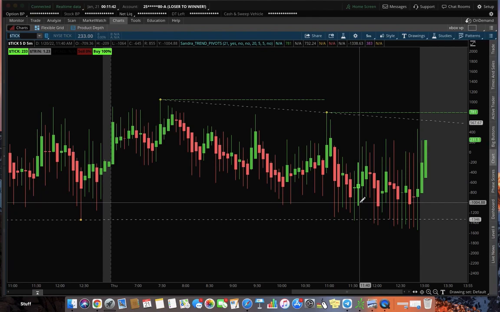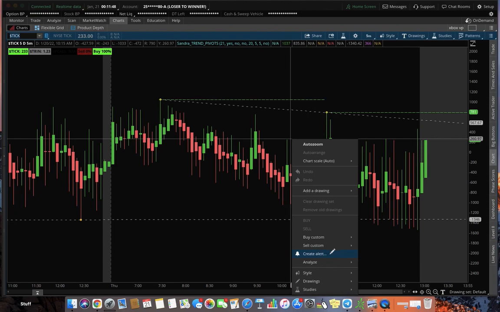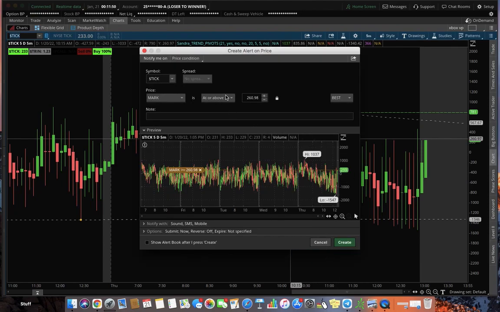I have an alert in the platform, and all you need to do, just like on any chart, is right-click it, hit alert, and then put above 1,100, 1,000 ticks, and then create another alert and say at or below negative 1,000 ticks.